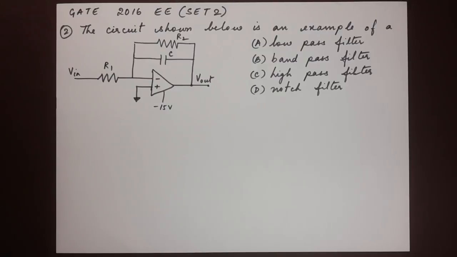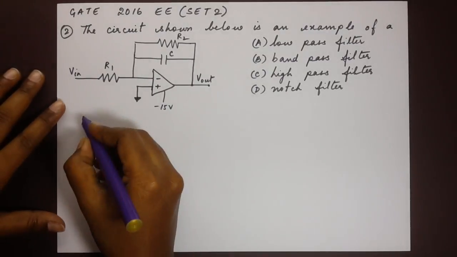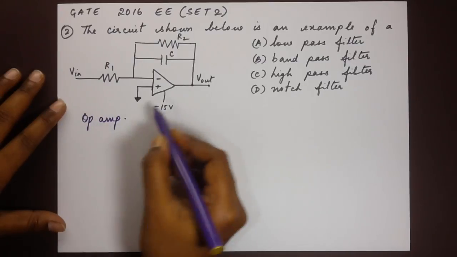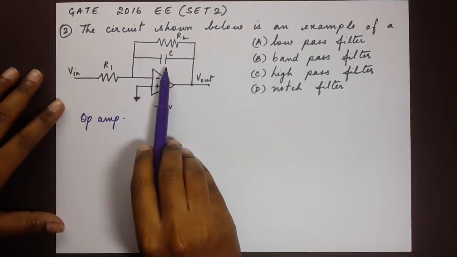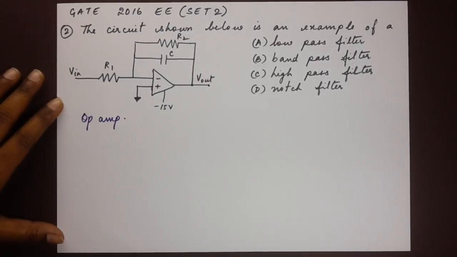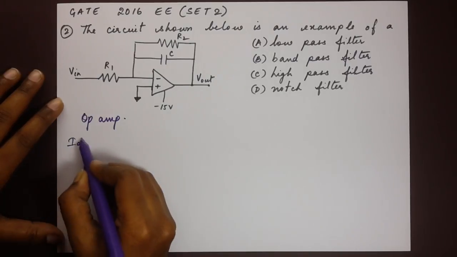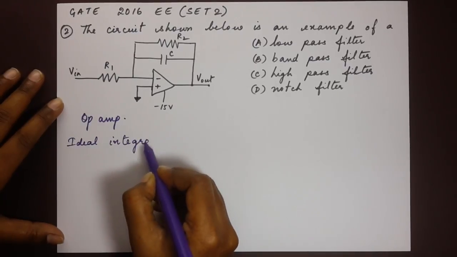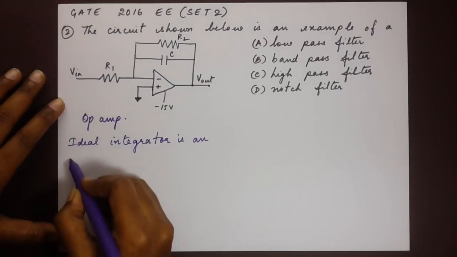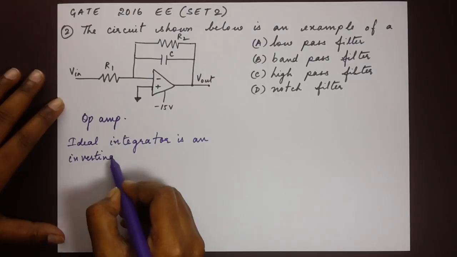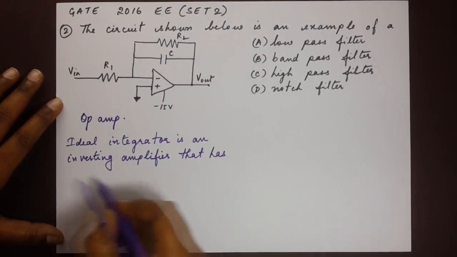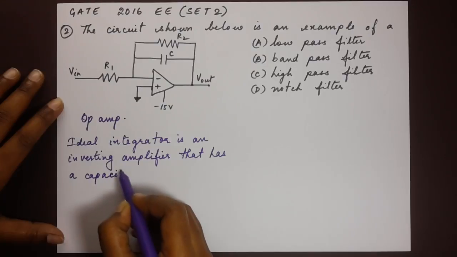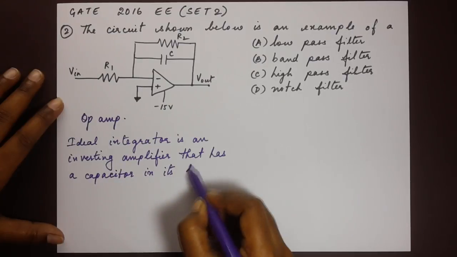Now this is an operational amplifier circuit, also known in short as an op-amp. We have an op-amp here, and we notice that there is a feedback path, and the feedback path has a capacitor in it. That should give you a clue, because an ideal integrator has a feedback path with a capacitor in it. So I'll write that down. Ideal integrator is an inverting amplifier that has a capacitor in its feedback path.